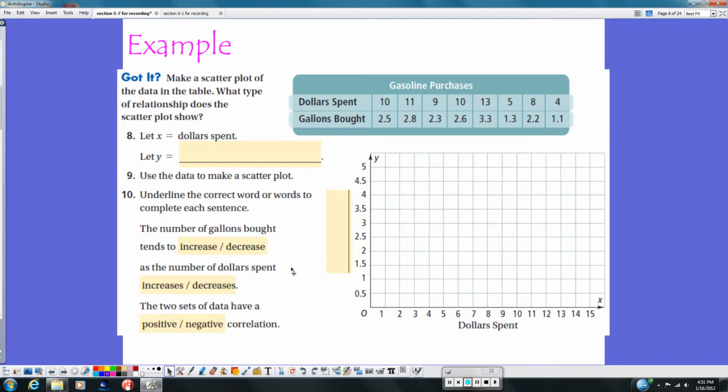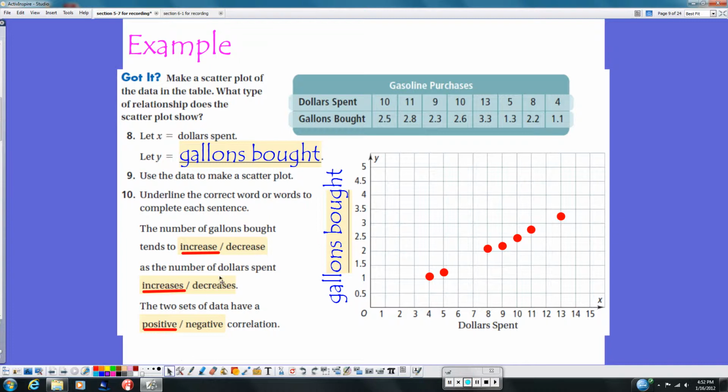So, we are going to make a scatter plot of the data that's in the table. We are going to let x equal the dollars spent, and that means y must equal gallons bought. So we're going to use that data to make a scatter plot. Notice your scatter plot, you label your x-axis, you label your y-axis, and you also pick your scale. Now they counted by ones on the x-axis, and they counted by halves on the y-axis. Once you do the scatter plot, you'll be able to see whether it increases or decreases and whether it has a positive or a negative correlation. Your scatter plot should look something like this.